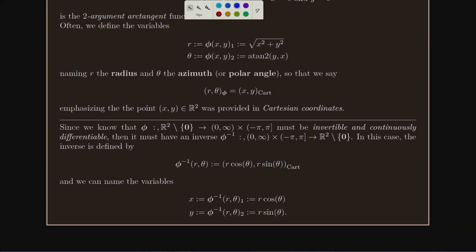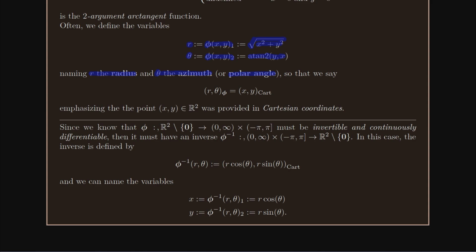Often we're going to define the first output of the polar coordinates, which is this square root x squared plus y squared term. We define that to be r. And we define the second output of this polar coordinate transform, which of course is atan2 of y comma x. We call that theta. We have special names for these. R is called the radius. And maybe you didn't use this next special name, but it's so much fun to say that we're going to use it. Theta is called the azimuth, or the polar angle. But I like azimuth better. So we'll call theta the azimuth and r the radius.